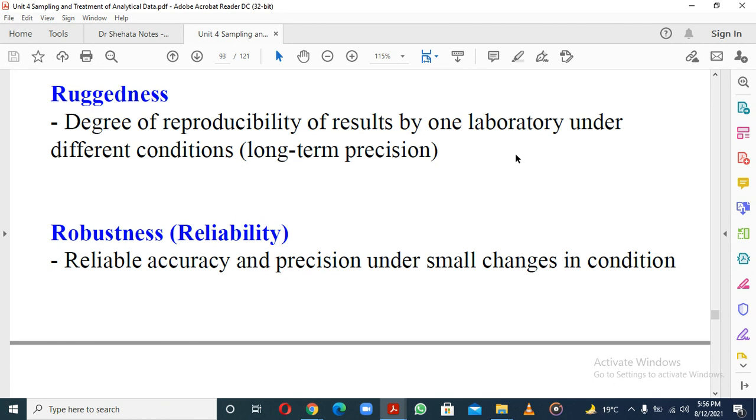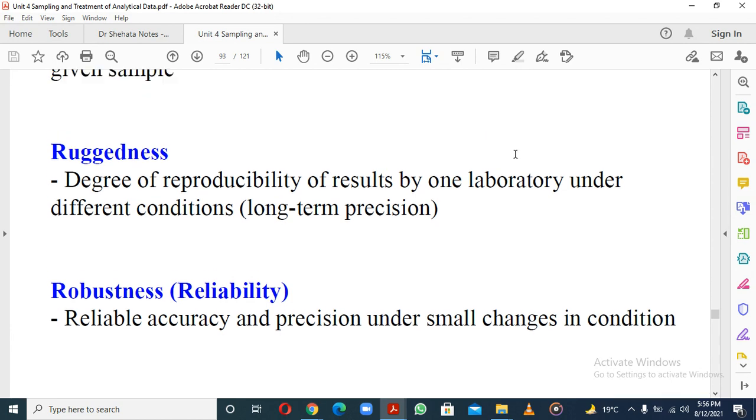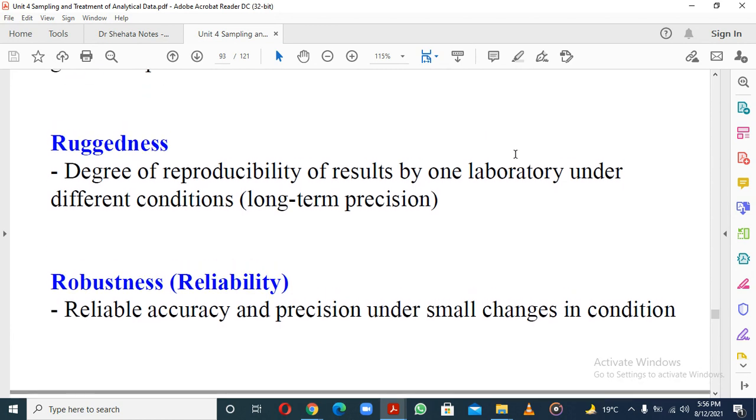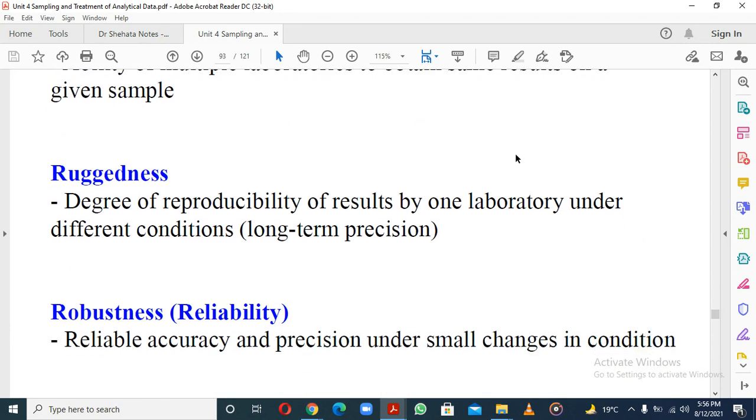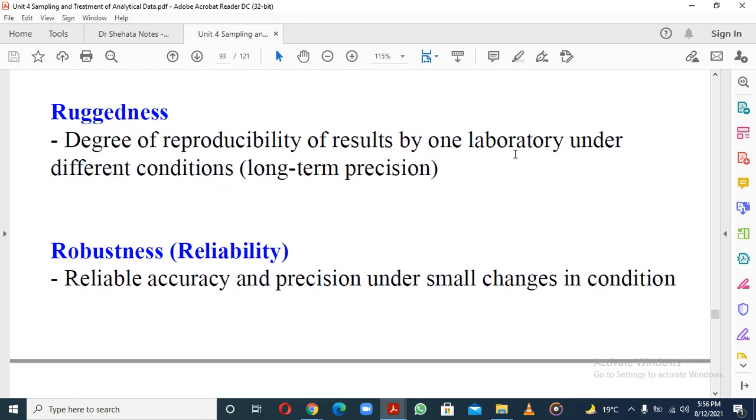Then ruggedness. Ruggedness is simply the degree of reproducibility by one laboratory under different conditions. So what this means is, remember, for reproducibility, we are looking at what? At different laboratories, isn't it? So multiple laboratories to obtain the same results. But for ruggedness, it's the same chemistry lab.